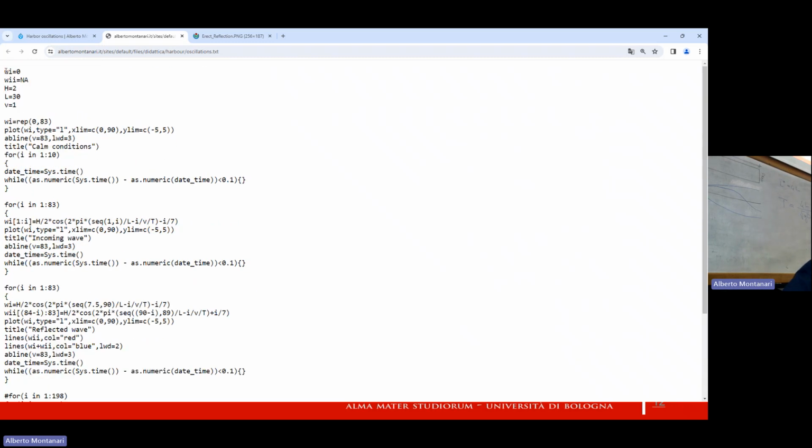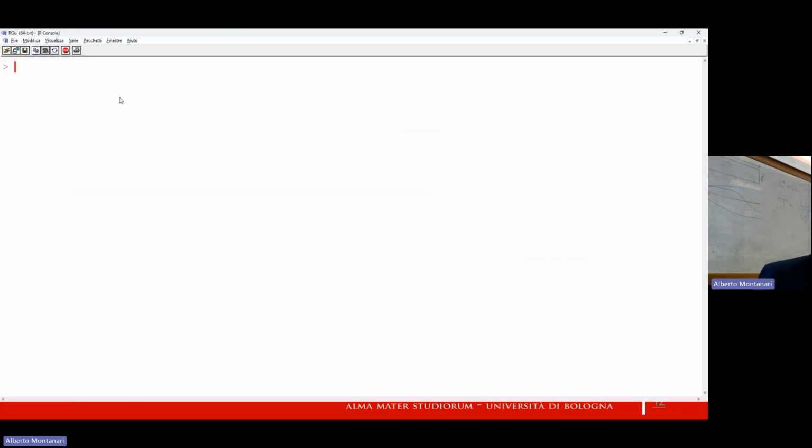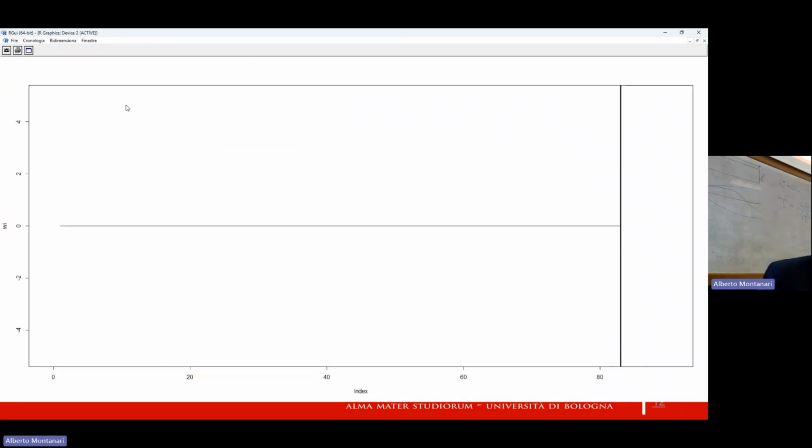Let's do like this. Now, I make a cut and paste of a plot of the calm conditions. You see here that there is the head, and here there is the mouth. Okay, this is for calm conditions.